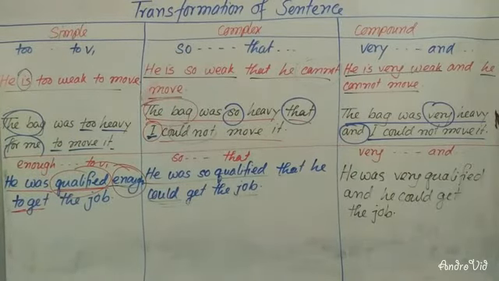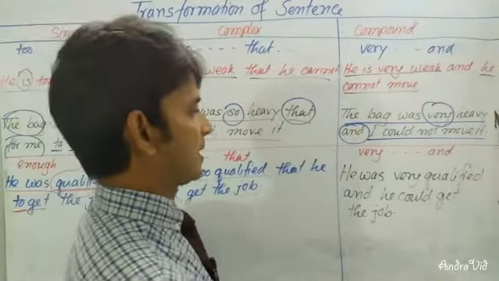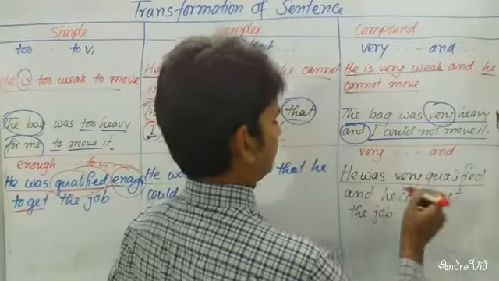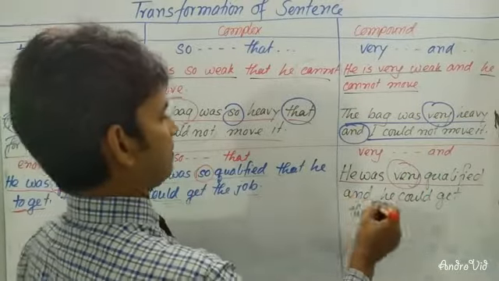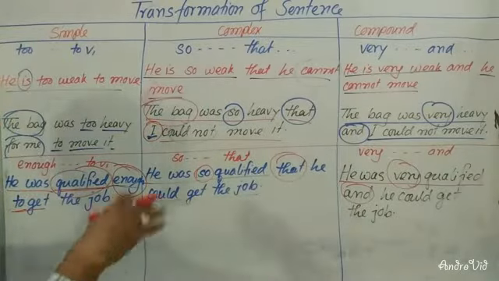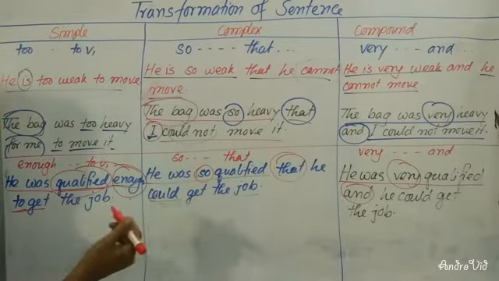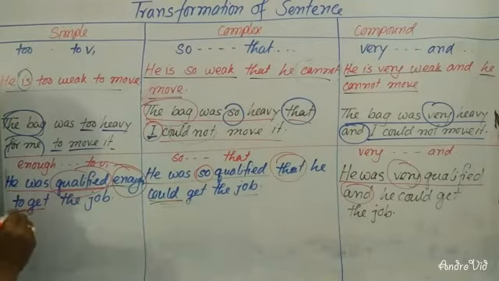Dear learners, on the board you can see here that he was very qualified and he could get the job. I have used here very instead of so, and I used here and instead of that. These are the same rules, and at the time of changing, if there is no negative, you will have to use it here.